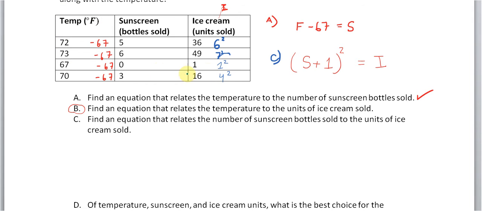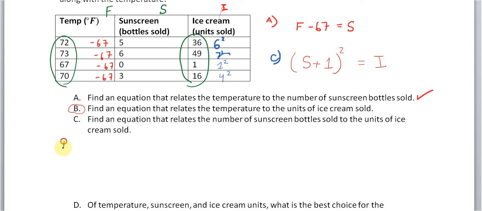And from the previous video, we've done part A and C, and let us return now to part B. Find an equation that relates the temperature to the units of ice cream sold. Well, if we look at this table here, the temperature and the units of ice cream sold seem like they're not related at all. I forgot, the temperature variable was going to be F, sunscreen, our variable was S, okay?